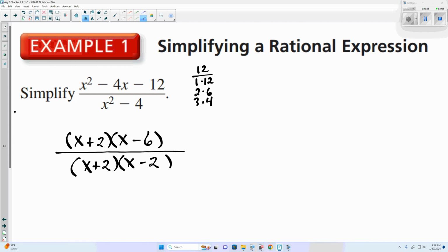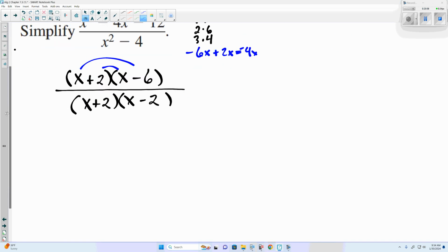Yes, and we could check off to the side if we wanted to make sure. X times negative 6 is negative 6x. 2 times x is 2x, giving us negative 4x. Exactly. Any question on this here before we do the simplifying?